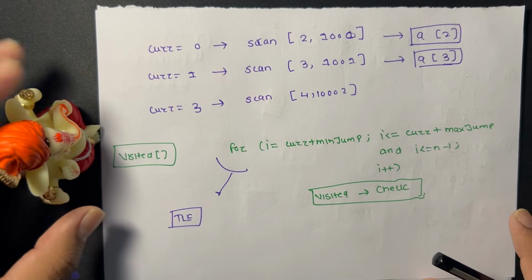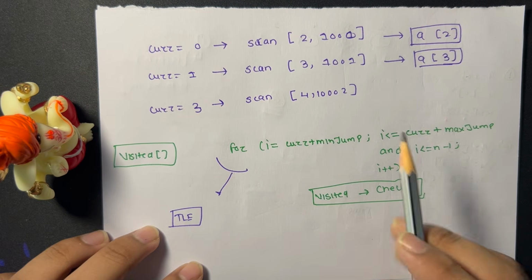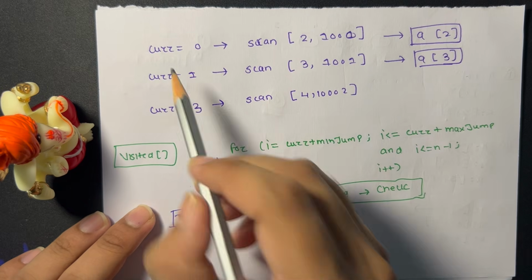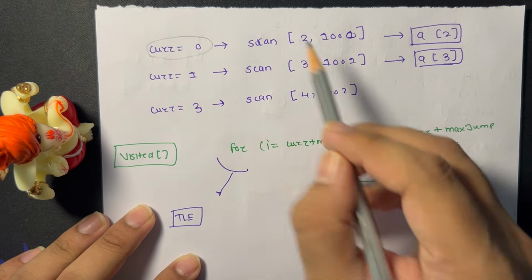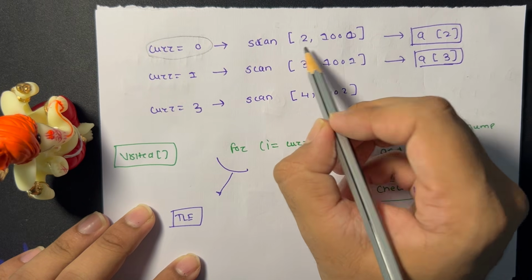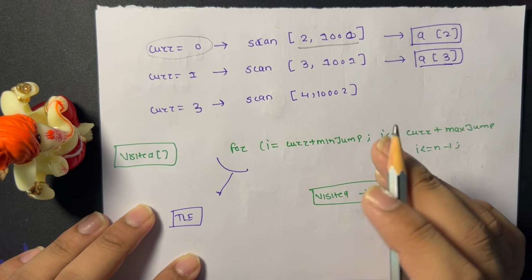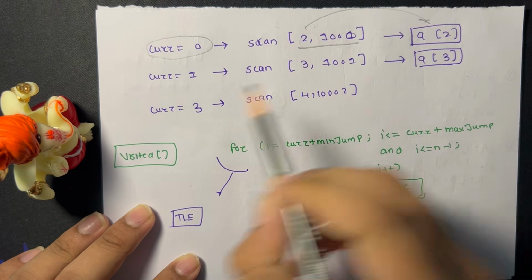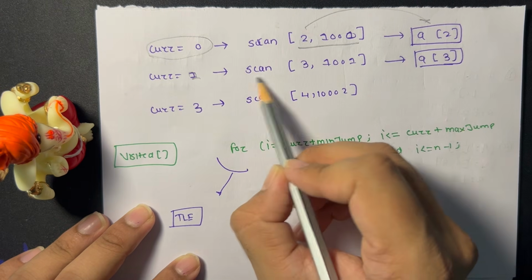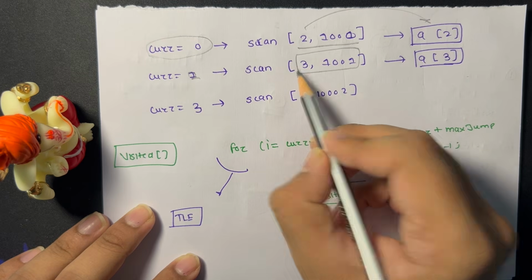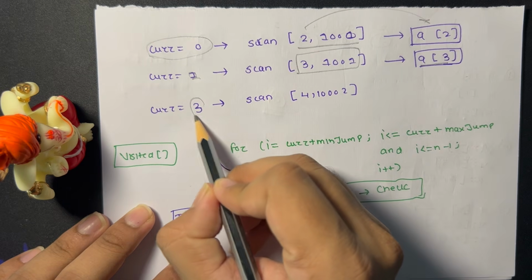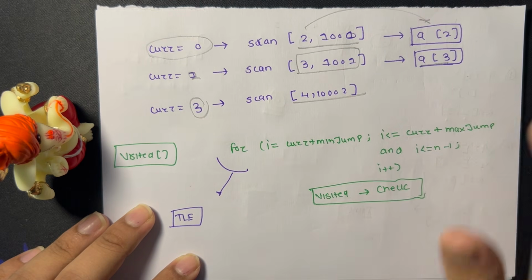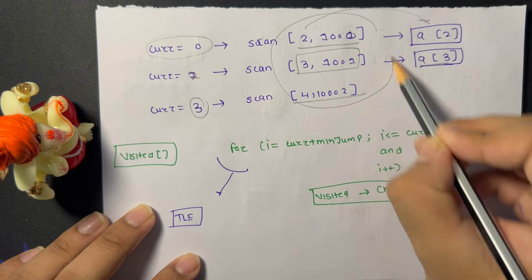Okay, consider this. We were playing in a very small range. What if the range is too big? When current equal to 0 and the range comes like 2 to 1000, then you add 2 to the queue. When current equal to 2, the range comes as 3 to 1001. You add 3 to the queue. Current equal to 3, scan from 4 to 1002. Now this is a bigger range, right?